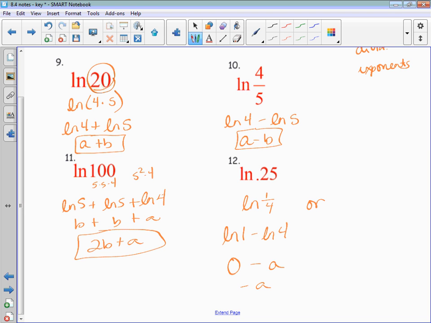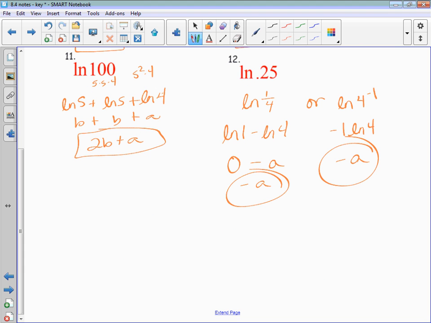Or you could have done natural log of 1/4 is like natural log of 4 to the negative 1, which is negative 1 times natural log of 4, which is negative A. So either way, you get to negative A. So both of those ways are fine. Yes, but your final simplified answer is still just negative A. Sure. Yeah, yep.